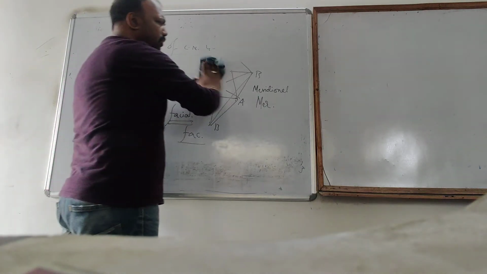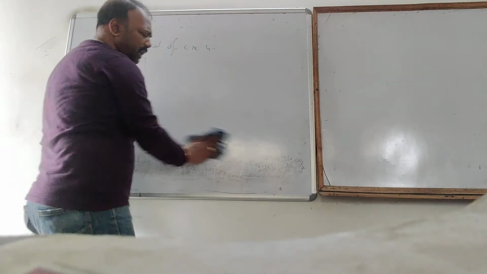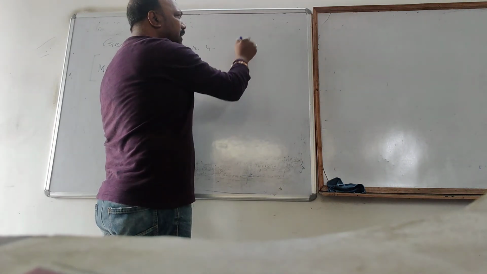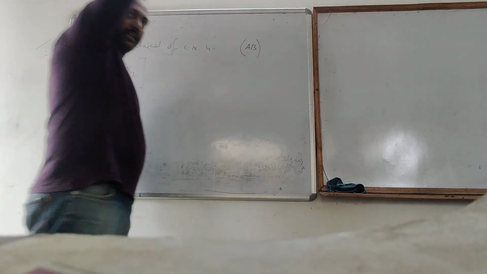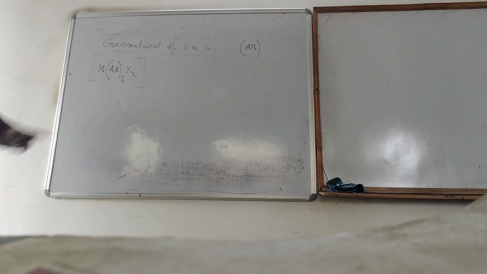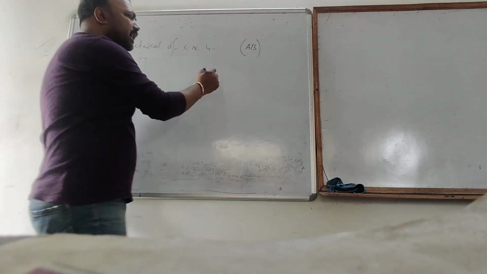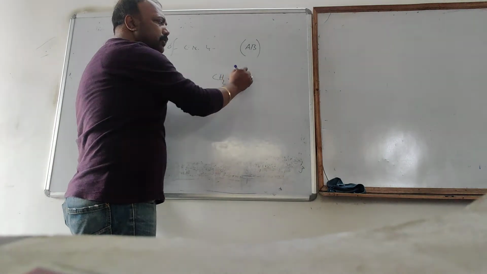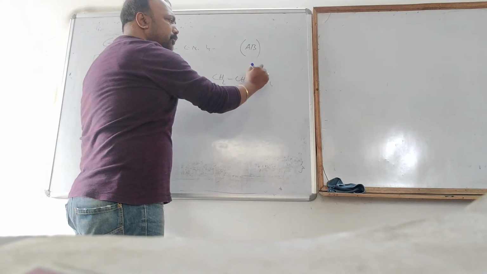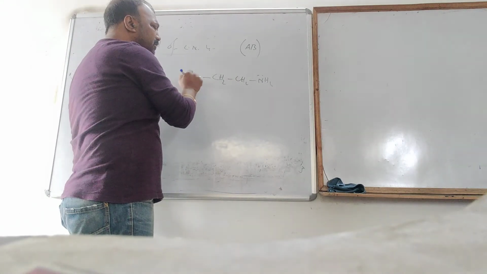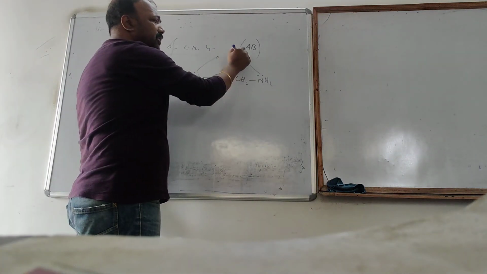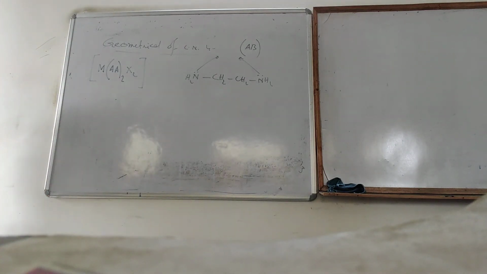Whenever I write AA, the bidentate ligand can be of 2 types. You must know all these things. I wrote one as AA, and in certain other cases you can find it as AB. The difference between AA and AB is that AA is a symmetric bidentate ligand and AB is an asymmetric bidentate ligand. For example, ethane diamine, you wrote CH2 CH2 NH2 NH2, en. Is this a symmetric bidentate ligand? Yes, very much symmetric.